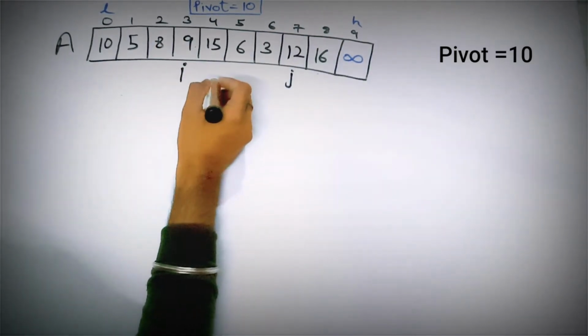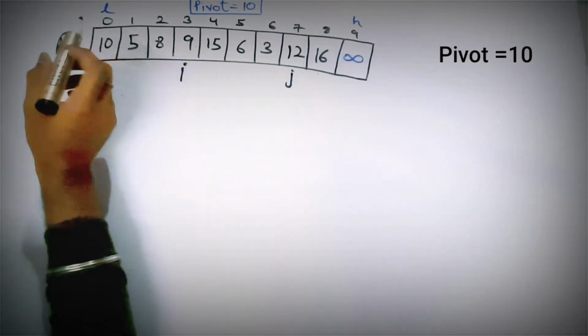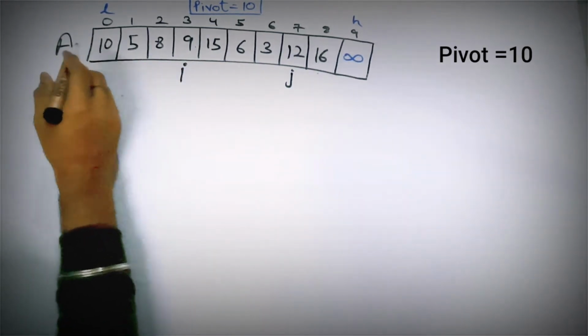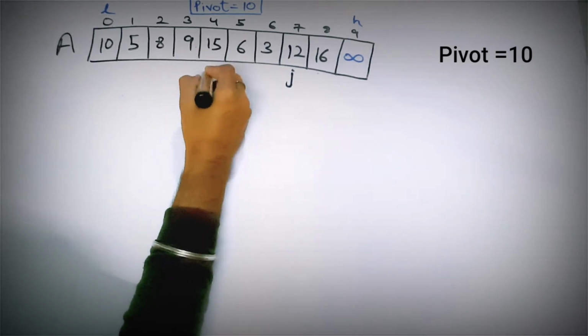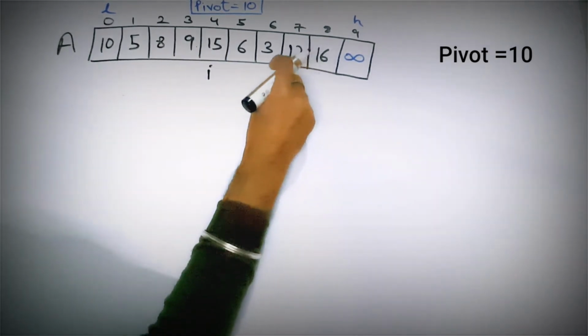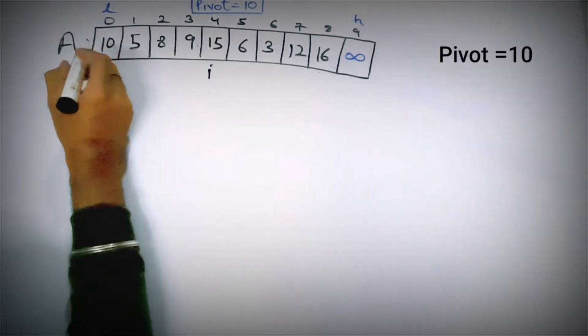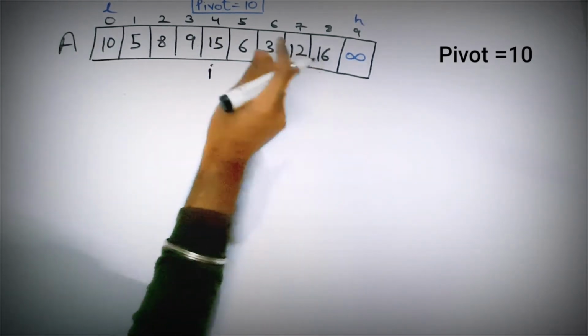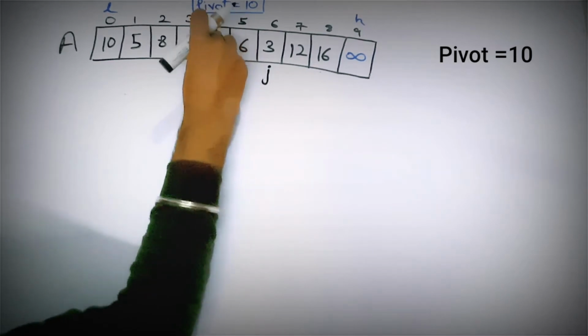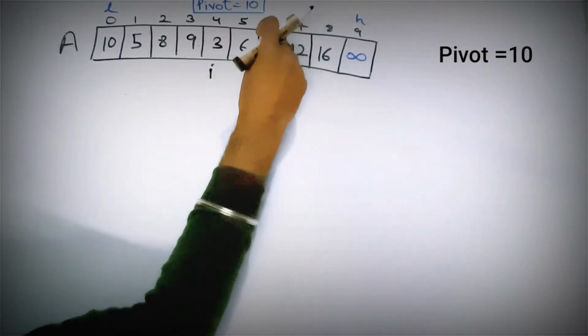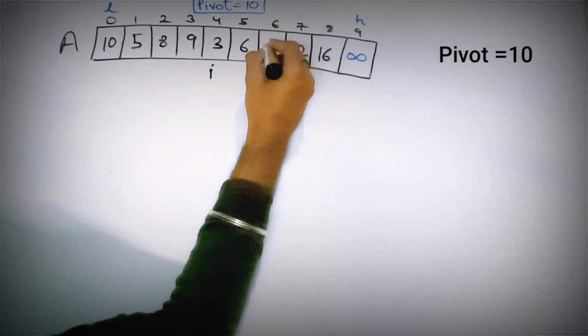Now again increment I. Next element is 15, which is greater than the pivot, greater than 10. So mark it as I. Decrement J. We have an element 3, which is less than 10, less than pivot. So mark it as J. Now interchange ith and jth elements. Make it 3 and make it 15.